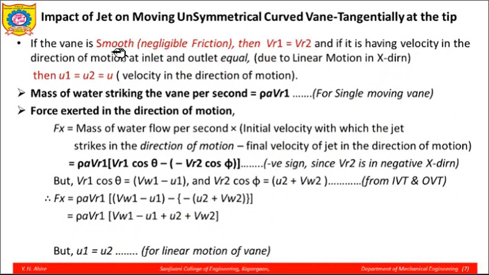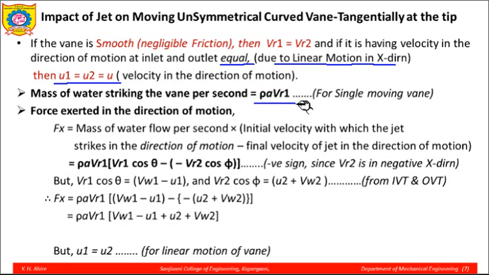If the vane is smooth, then Vr1 is equal to Vr2, and if it has velocity in the direction of motion at inlet and outlet, then it is equal due to linear motion in the x direction, that is u1 is equal to u2 is equal to u, the velocity in the direction of motion of the vane. This is possible only when the vane has linear motion and not a circular motion like a wheel. Now, the mass of water striking the vane per second is calculated with relative velocity.